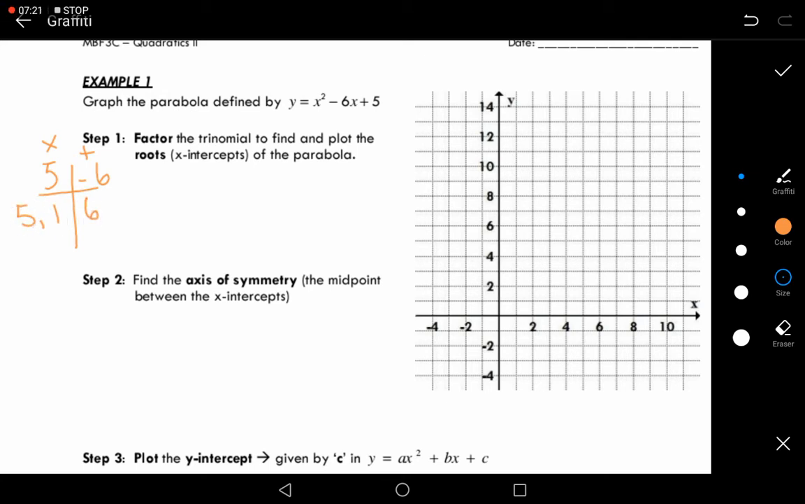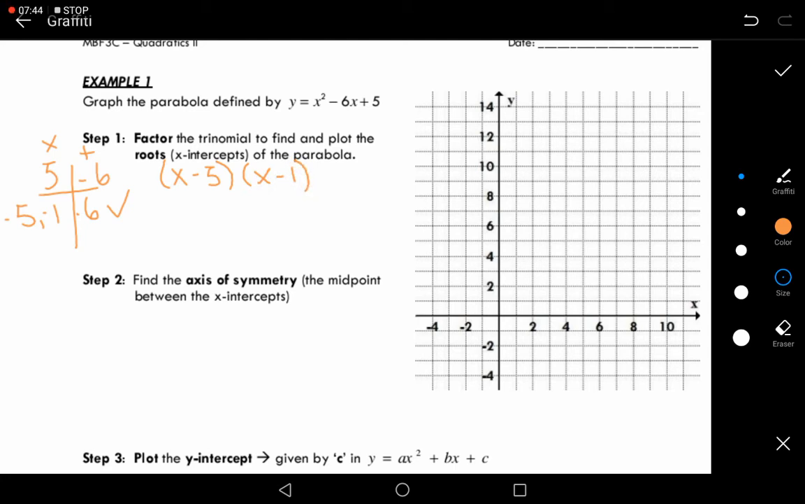But those will add to +6. But what if I make them both negative? -5 times -1 still multiplies to give me 5, and now it will add to give me that -6. So we know that those are my factors. Once I find those factors, I'm going to write it in factored form. So I have x minus 5 and x minus 1.